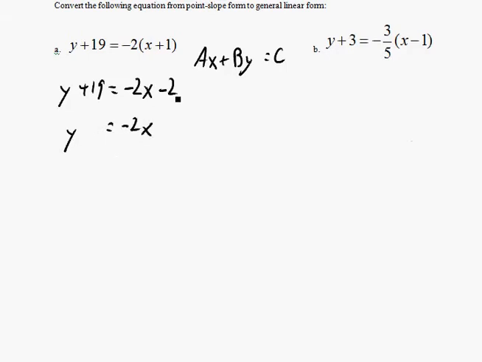And negative 2, I'm sorry, I might have misspoken a moment ago. I'm going to subtract the 19 from both sides. If we subtract the 19 from both sides, that would give us minus 21. Okay, so this equation is now in slope-intercept form. And to get this equation in general linear form, all we need to do is add the 2x to both sides in order to get the two terms with the x and the y together. So if we add 2x to both sides, we get 2x plus y on the left and negative 21 on the right.